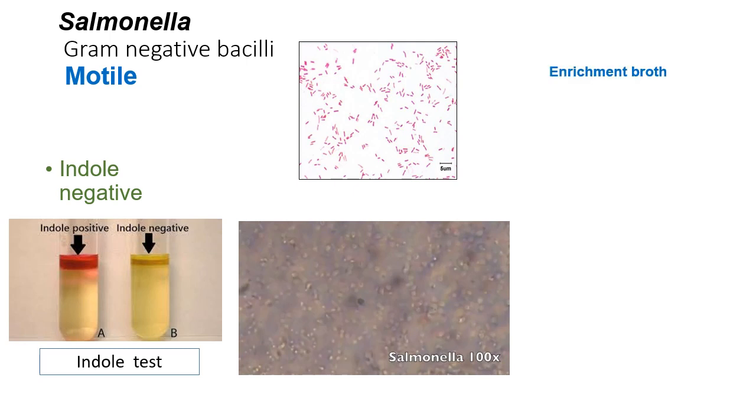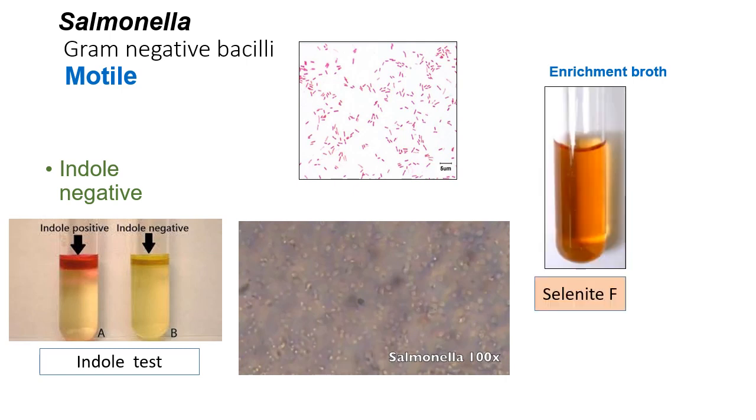Salmonella can grow in enrichment broth. We call it Selenite F, same as for the Shigella. So it's the same broth. But we can also use another broth called tetrathionate, which converts from blue color into green color. That indicates that there is growth of Salmonella species.